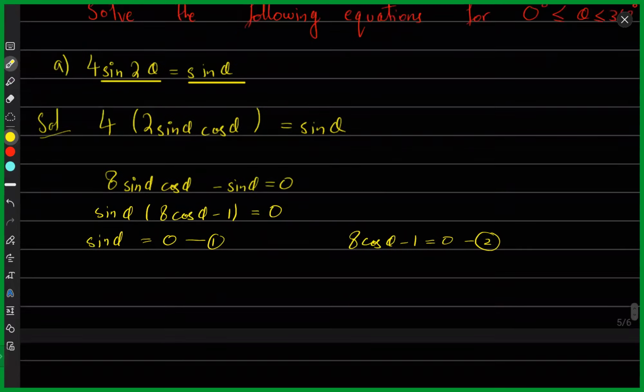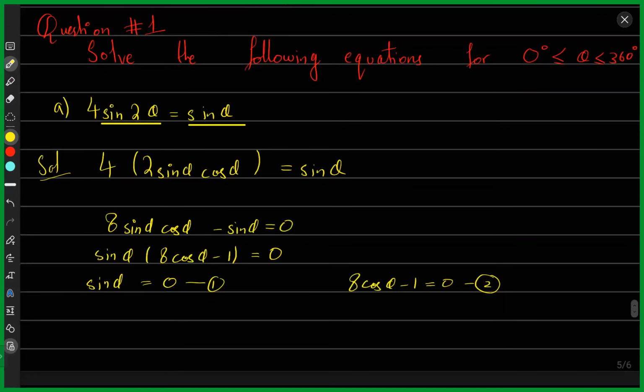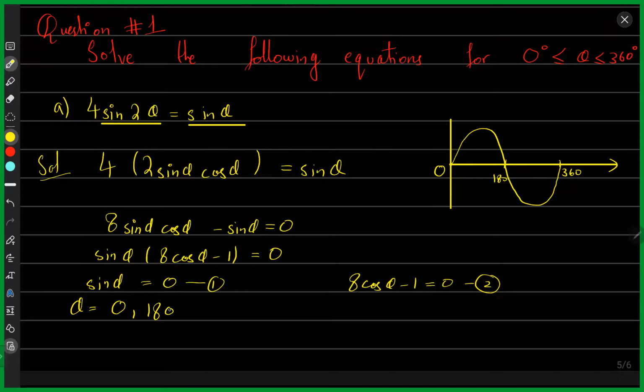And after simplifying this, I can write it as theta is equal to. Now you guys need to think when exactly is sine 0. For that, the best way to understand is to make the sine graph. So this is how the sine graph is. This is 0, this is 180, and this is 360. So it's 0, it's 180, and it's 360, and all these three angles are lying within this range.